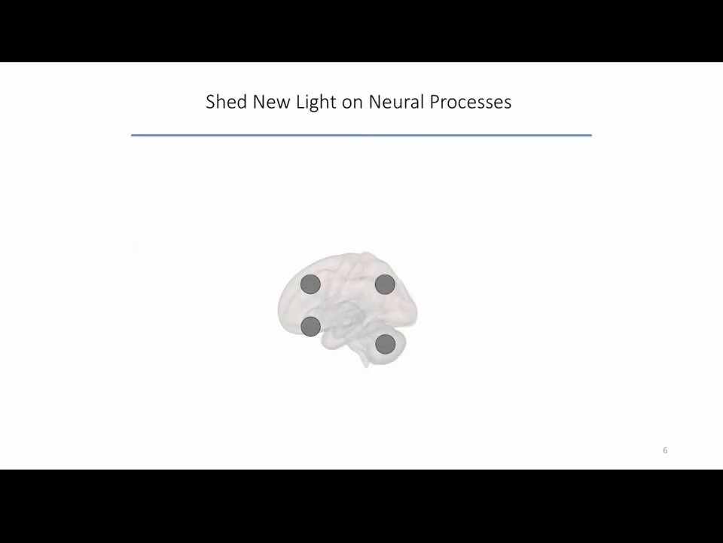And along the way, looking at performance differences and individual differences can shed new light on neural processes. So in a block design analysis, you might say this region up in the upper left responds more strongly to task than rest, while the others don't. So we might say this is the region that's important for performing this task.